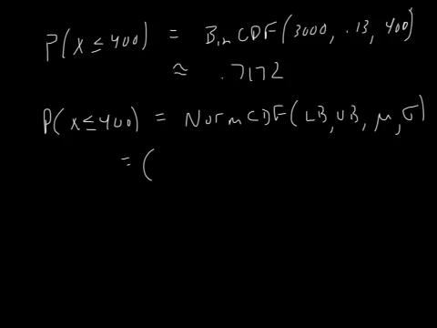For our lefty problem, if we're looking for the probability of X being less than or equal to 400, or what's the likelihood of having 400 or fewer people that are left-handed out of 3,000, this is a CDF problem because we're less than or equal to. So we go into the binomial CDF function, for an n of 3,000, probability of 0.13, and an x value of 400. You press enter on your calculator, you get approximately 0.7172. And all we're saying now is that we can also use the normal distribution function on our calculator to use the normal model to approximate the same answer.